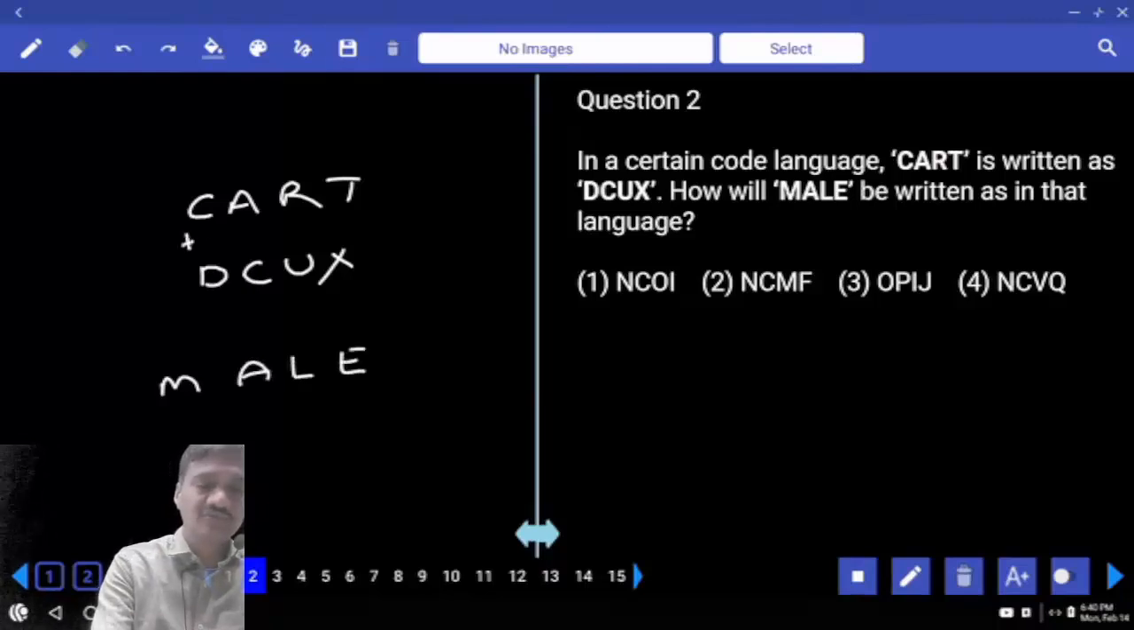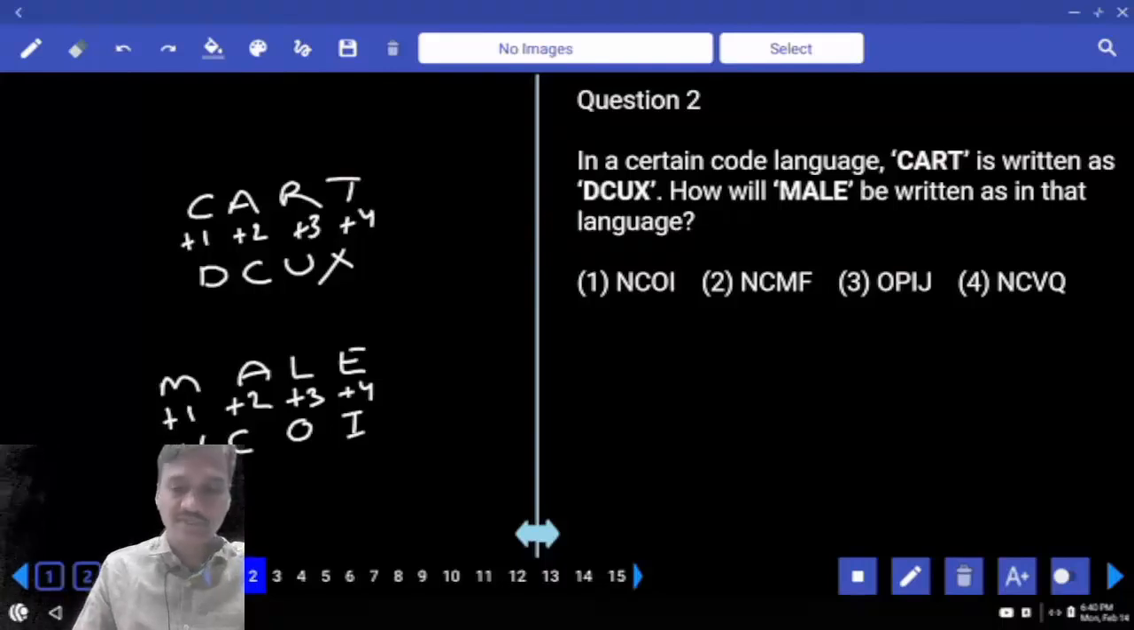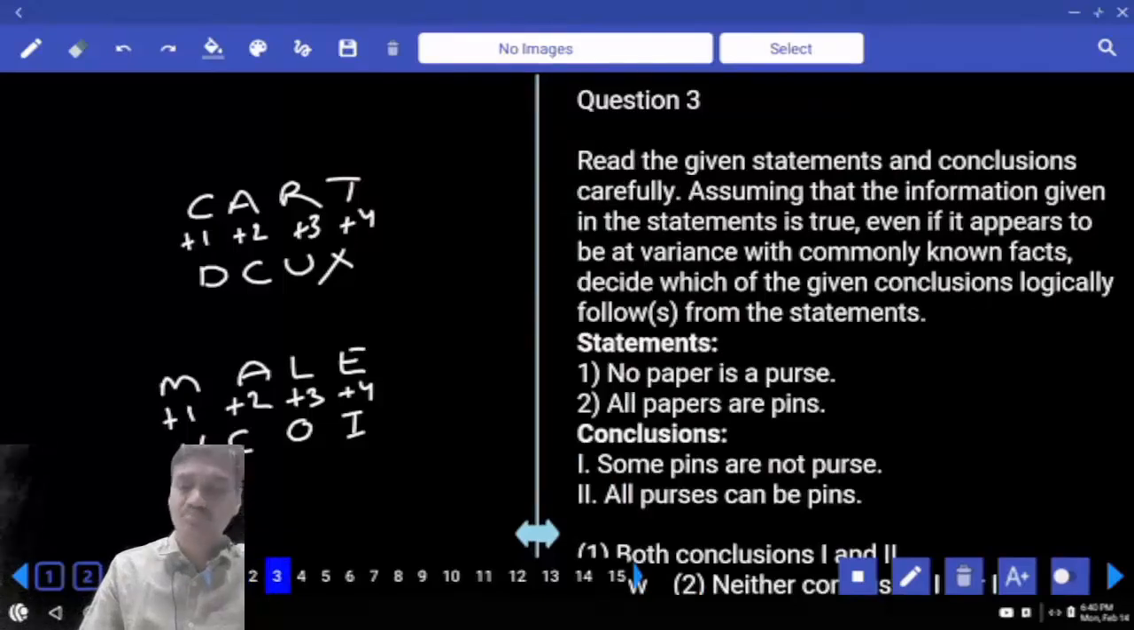C and D difference is how much? Plus 1. A and C plus 2. Here plus 3, plus 4. And in the same way here again plus 1, plus 2, plus 3, plus 4. M plus 1 is N, A plus 2 is C, L plus 3 is O, E plus 4 is I. And the code is NCOI, choice 1, question number 2.